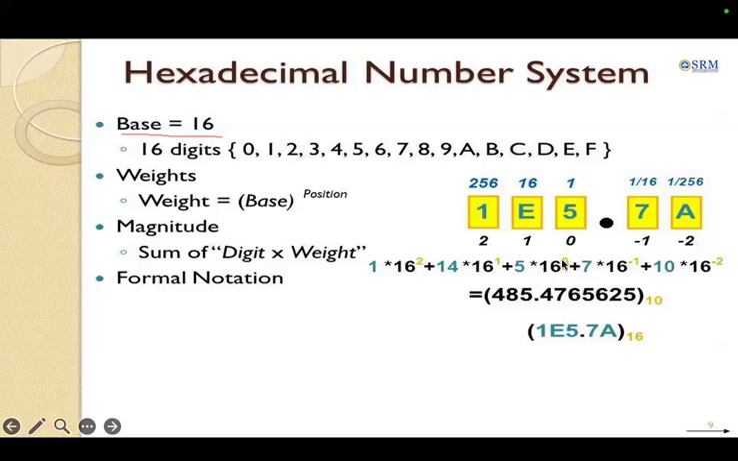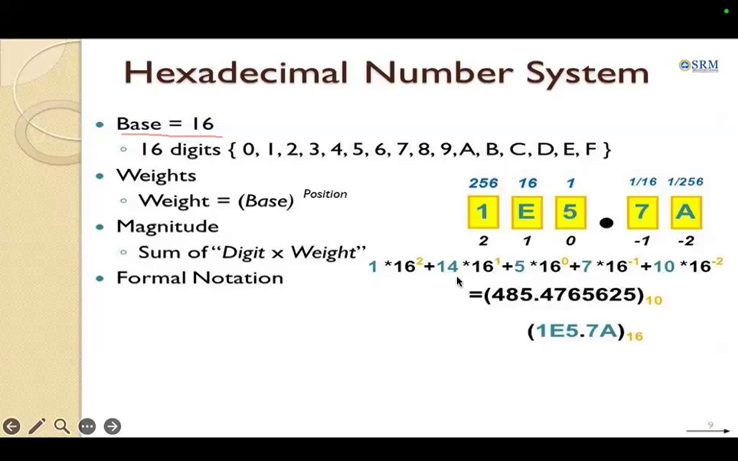So if you multiply each coefficient with its weight, we have 5 into 16 power 0. E, whose equivalent value is 14, gives 14 into 16 power 1. And 1 into its weight, 16 power 2. Plus, similarly, the coefficient for the fractional part is 7 with weightage 16 power minus 1. The next position has weightage 16 power minus 2, and its coefficient is A, whose equivalent decimal is 10.